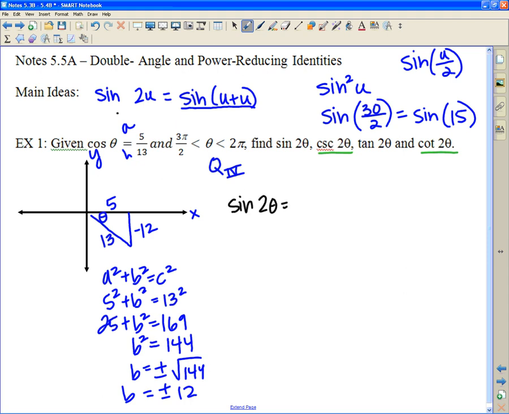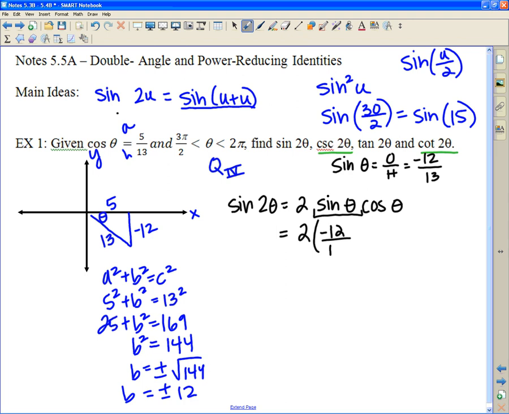Okay, so it's asking me to find the sine of 2 theta. Luckily, you have an identity sheet. The sine of 2 theta equals 2 times the sine of theta, times the cosine of theta. So substitute. You know what the sine of theta is, believe it or not. The sine of theta is what I'm looking for. I'm going to go off to the side. The sine of theta is opposite over hypotenuse with regards to your angle. So negative 12 over 13. So I'm going to put that in here, negative 12 over 13.